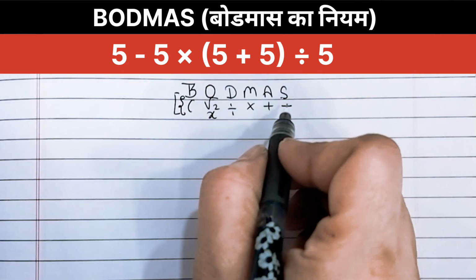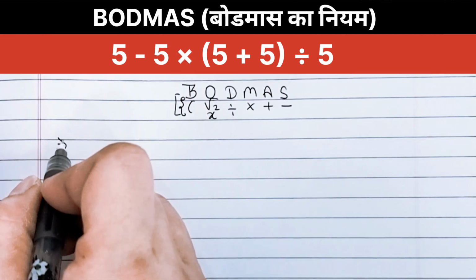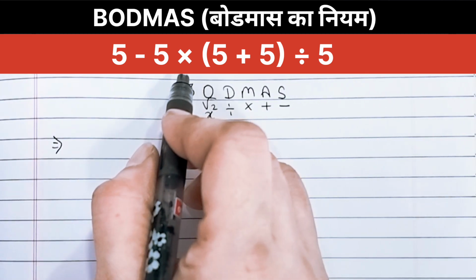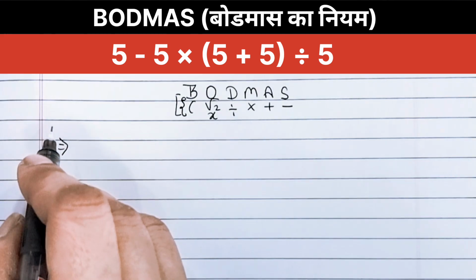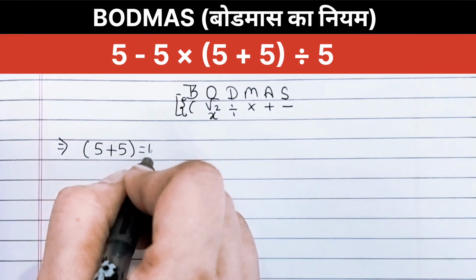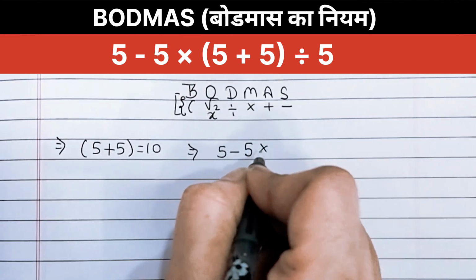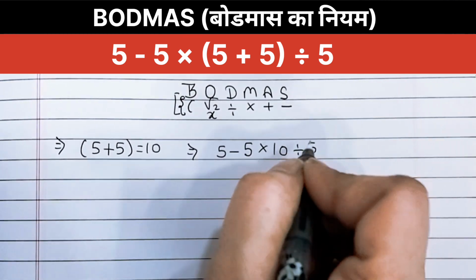Now, according to this BODMAS sequence, we'll break down this expression with a step-by-step solution. Now, first step, we solve brackets. The operations inside the parentheses are always prioritized first. So first, there will be 5 plus 5 equals 10, and now the expression becomes 5 minus 5 multiplied by 10 divided by 5.